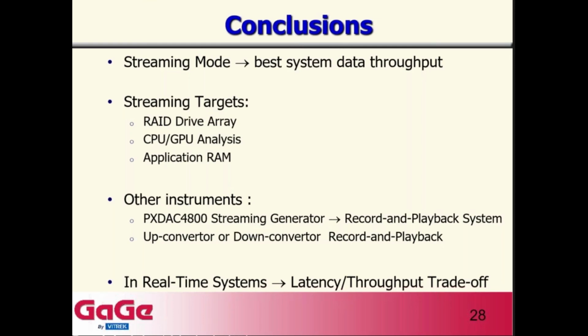We talked about using other instruments such as our Signatech PXDAC 4800 streaming generator that works just like a digitizer in reverse. You can stream data to it, blast data out the back of it, and we can put these together, a digitizer and a generator together, to make a record and playback system that works very much like an old tape recorder, where you can record and listen to it back, but at, of course, thousands of times the speed of the tape recorder.